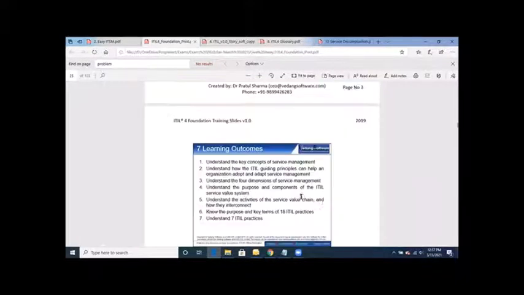The second session will be actually going through the ITIL4 material, for which I have already given you the slides, and there are these 7 learning outcomes which we'll go through in the second session. So let's try to finish off the first session today itself, and if possible, we'll do the second session also. The first session will take about 2-3 hours, and the second session also about 2-3 hours. Then you can prepare, and your exams will take about 1 hour each. I have already scheduled the exams.